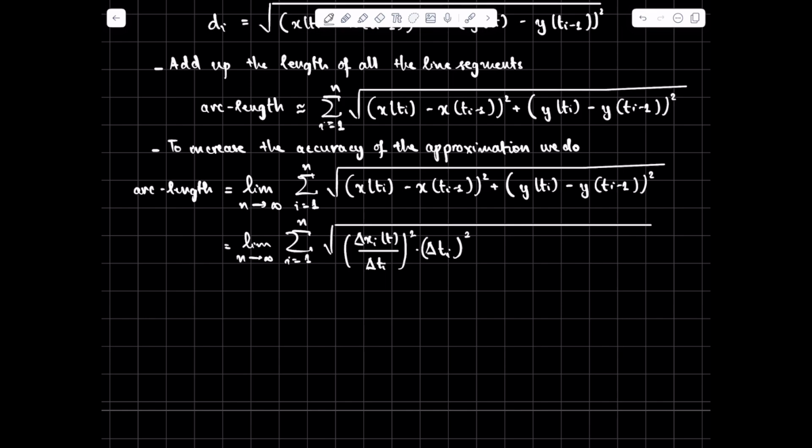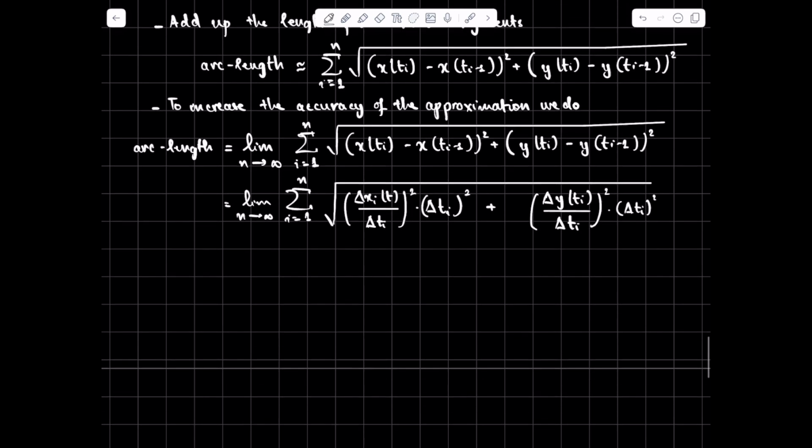So again, I want to multiply and divide by delta t sub i, plus delta y of t sub i over delta t sub i, all together squared, multiplied with delta t sub i squared. And as you can see, delta t sub i squared is a common factor. You can factor it out and also take the square root of that.